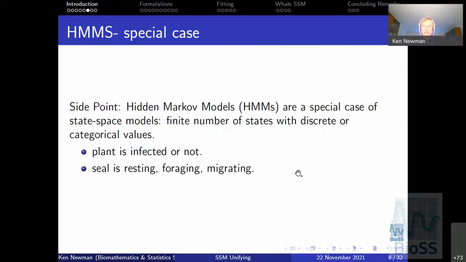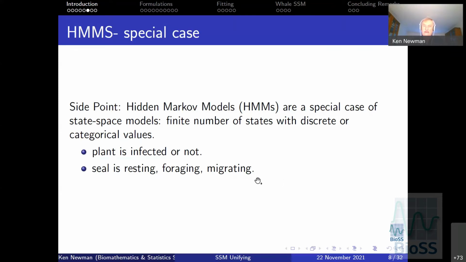Now, a lot of people have heard of hidden Markov models, and hidden Markov models are a special case of state space models. What makes them distinct is that they have just a finite number of possible states, so these states are either discrete or categorical values. A very simple case would be a plant is infected or not, and how does its infection status change over time?